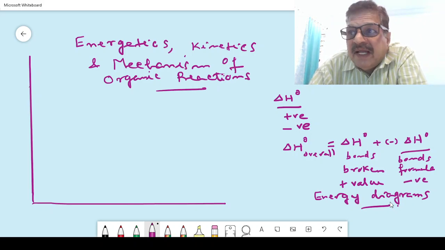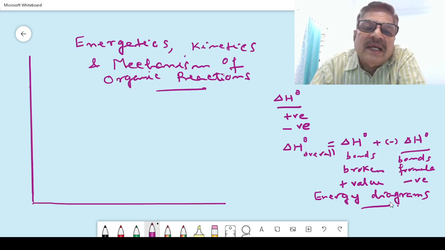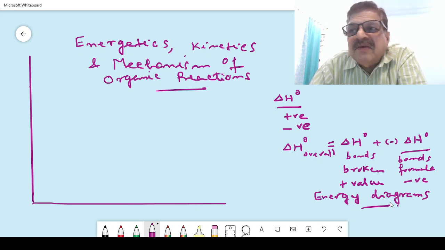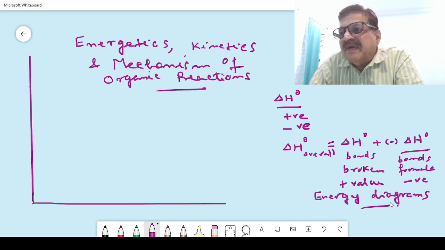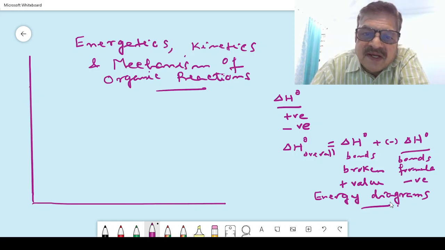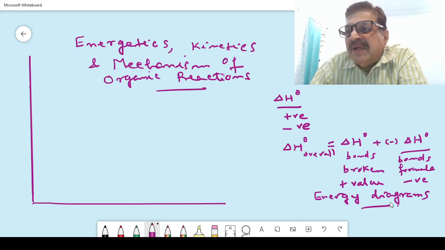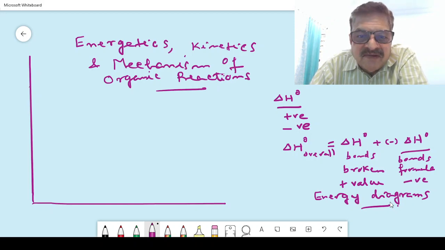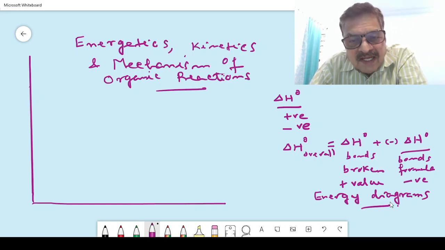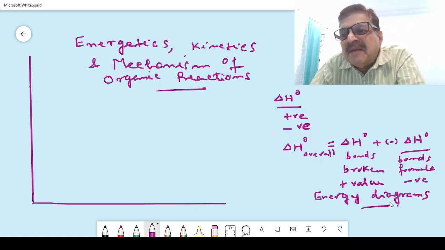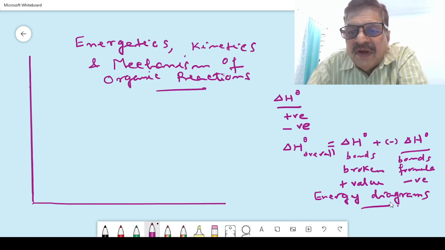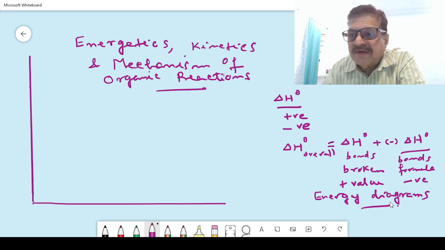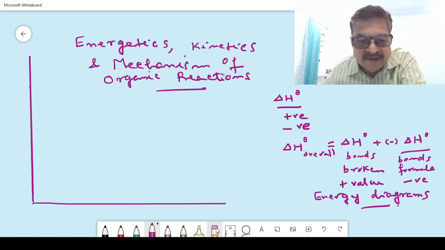Energy diagrams are very useful to indicate how readily a reaction proceeds. They can also tell you how many steps are involved, and what the relative energies of the reactants, the products or the intermediates are, and so much other information. Now let us see what is meant by this energy diagram.